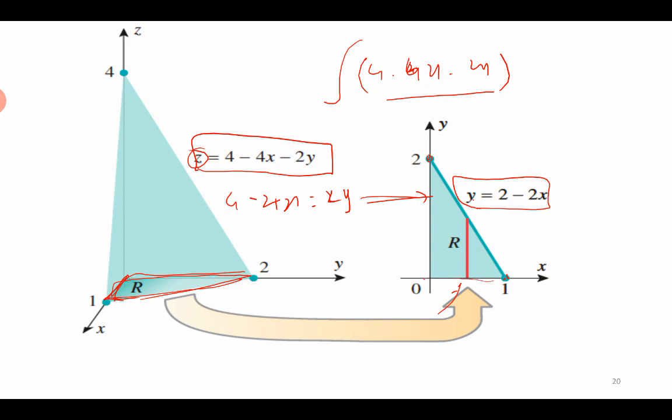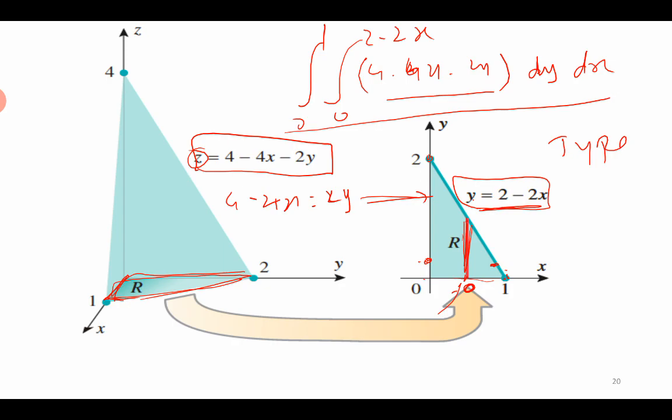If you want to choose a type 1 region, you integrate with respect to y first and next to x, isn't it? For type 1, we take a vertical line inside the region. So the vertical line starts from y is 0 and ends at y is 2 minus 2x. So this will be 0 to 2 minus 2x. And then the constant limits on the left and right will be minimum 0, maximum 1 for x. So the integral is 0 to 1, isn't it? That's it. If you integrate this one, you will find the volume of this shape.